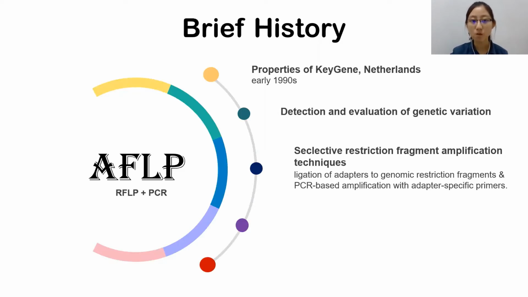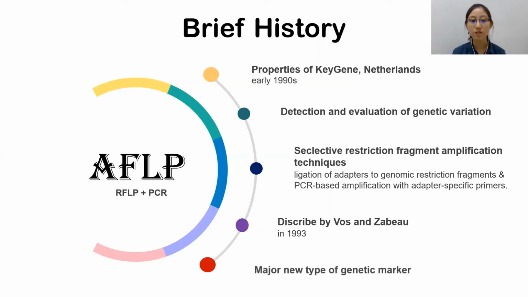So this technique was originally described by Vos and Zabeau in 1993. And it was first developed for plant studies, but now it is used for a wide variety of genetic analysis applications. Due to their high replicability and ease of use, AFLP markers have emerged as a major new type of genetic marker with broad application in systematics, phenotyping, population genetics, DNA fingerprinting, and quantitative trait loci mapping. So now I'm going to pass to Chan to talk about the method.